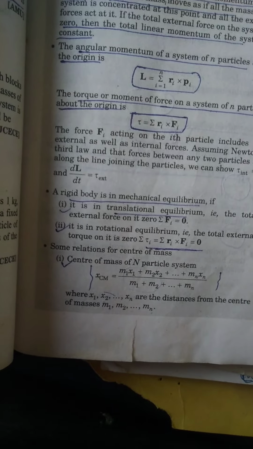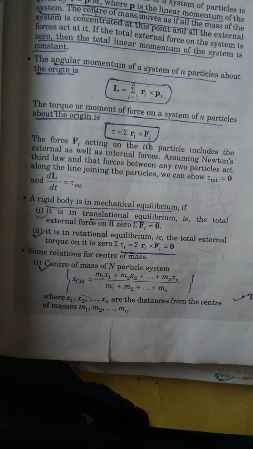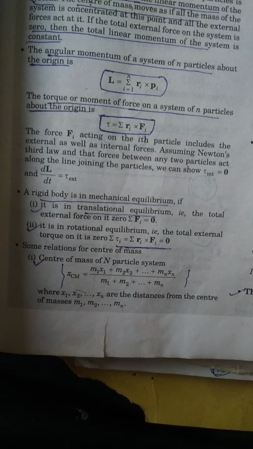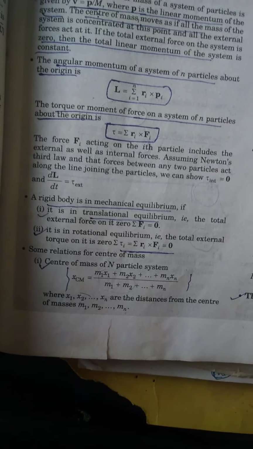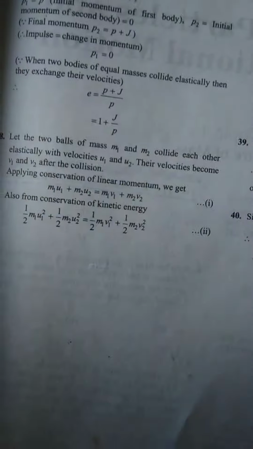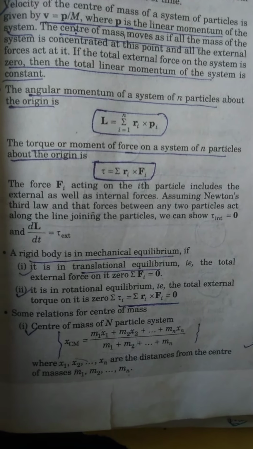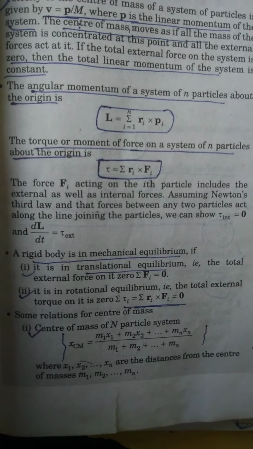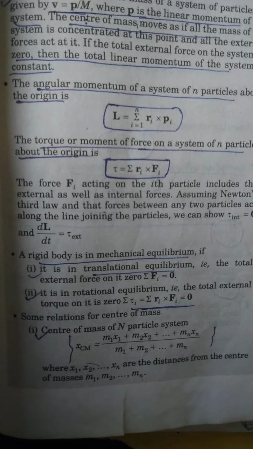A rigid body is in mechanical equilibrium if it is in translational equilibrium, that is, the total external force on it is zero: summation Fi = 0. It must also be in rotational equilibrium, that is, the total external torque on it is zero: summation tau i = summation ri × Fi = 0.